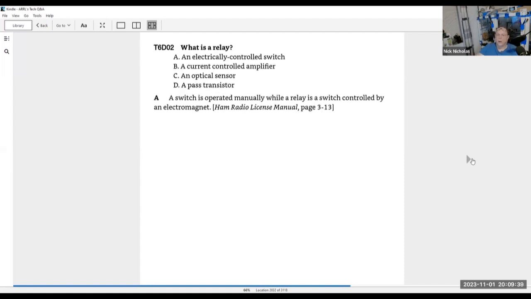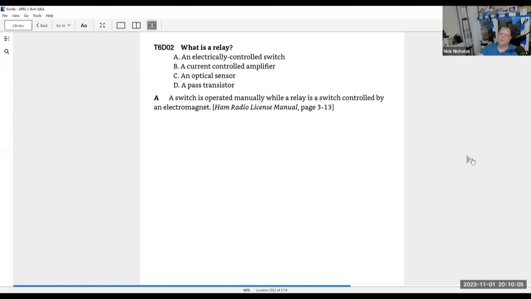What is a relay? Well, a relay is an electromagnetic controlled switch. There's a coil, power is applied to the coil. The coil causes mechanically a metal piece to move and make the contact to turn on and off the relay. So A is the answer.